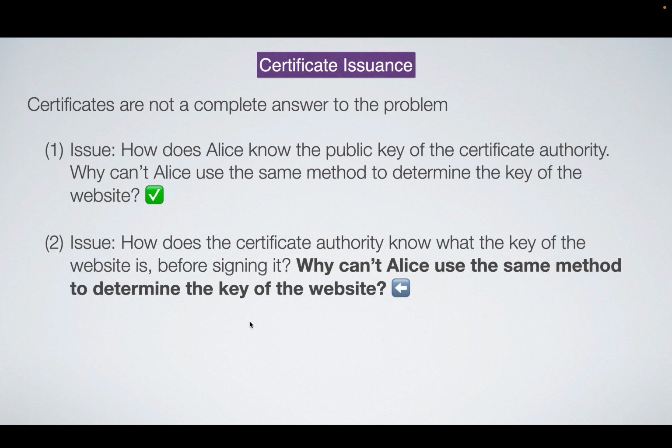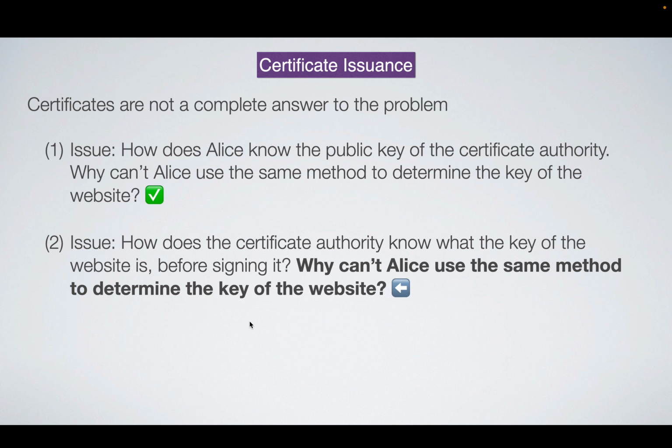CAs do it for websites, so why can't I do it? Does it scale? It scales because I'm already getting the DNS record. There's zero extra communication. It's exactly the same. So why do we need CAs? Why can't everyone just put their keys in DNS and be done with it?